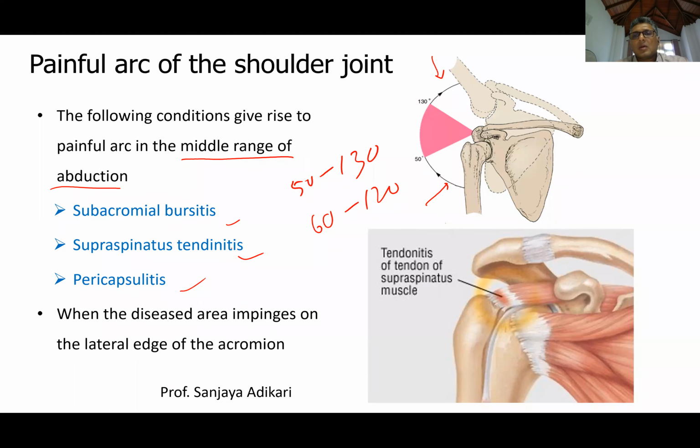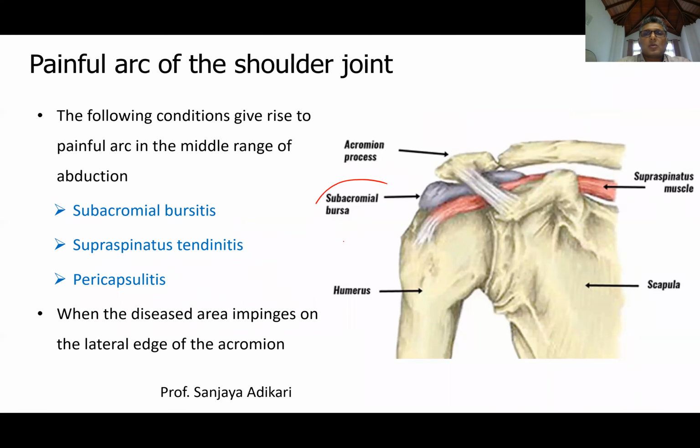pericapsulitis. Now, you know what supraspinatus tendinitis is? It's the inflammation of the tendon of the supraspinatus muscle, either due to small tears or overuse of the muscle. Then you have the subacromial bursa between the coracoacromial arch and the superior surface of the supraspinatus muscle. So if you get bursitis there, again you get the same condition. This is your subacromial bursa.